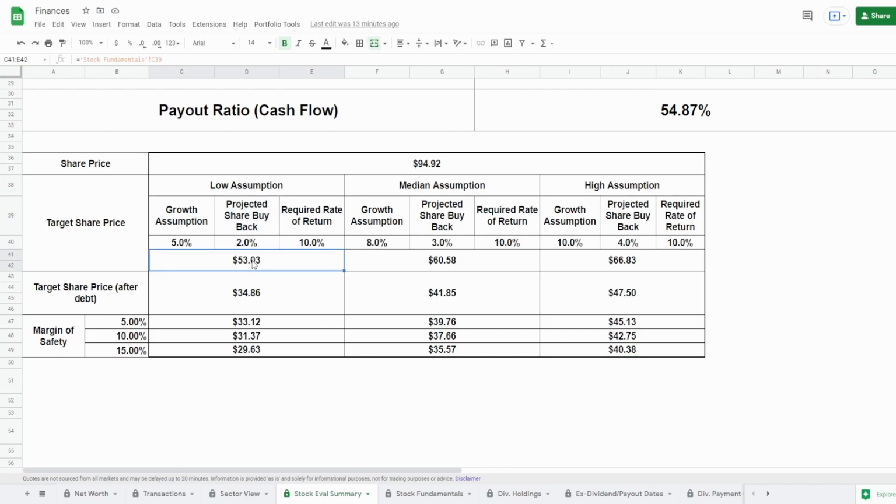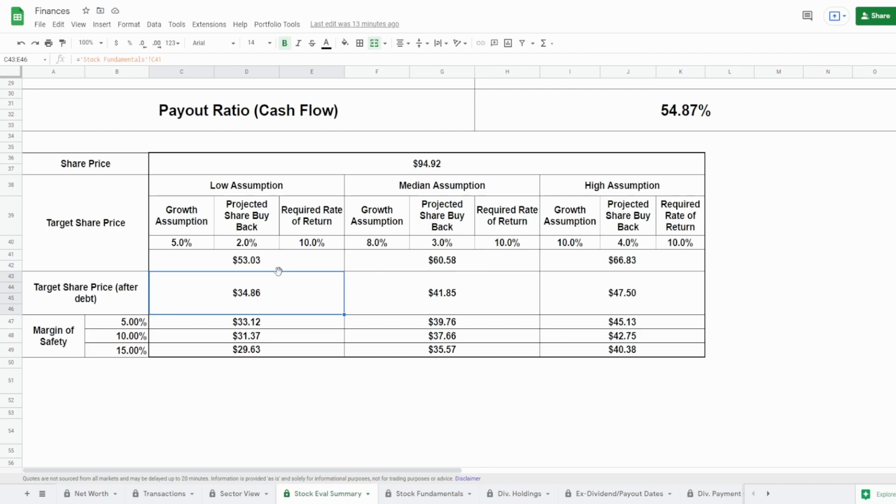This comes out to be a target share price, not adjusting for debt, of $53.03. For the median assumption, I'm going to assume a growth rate of 8% with a projected share buyback of 3%. This comes out to be a target share price of $60.58. And for the high assumption, I'm going to assume a growth of 10% with a projected share buyback of 4%. This comes out to be a target share price of $66.83.